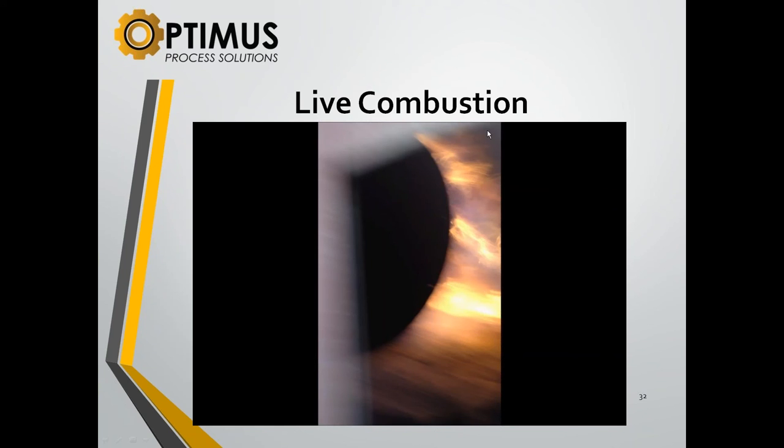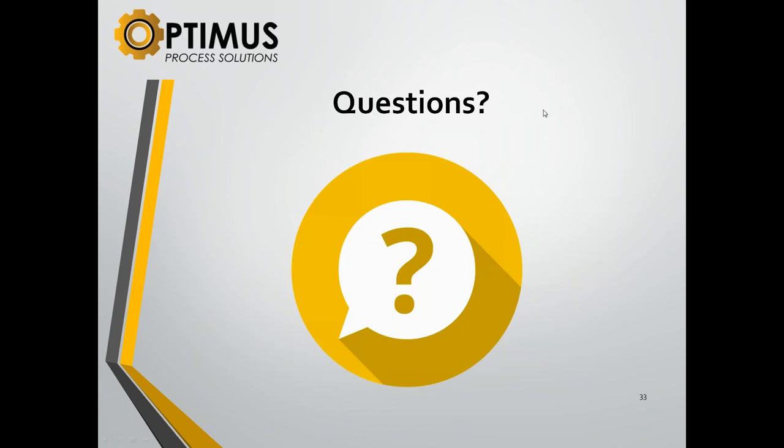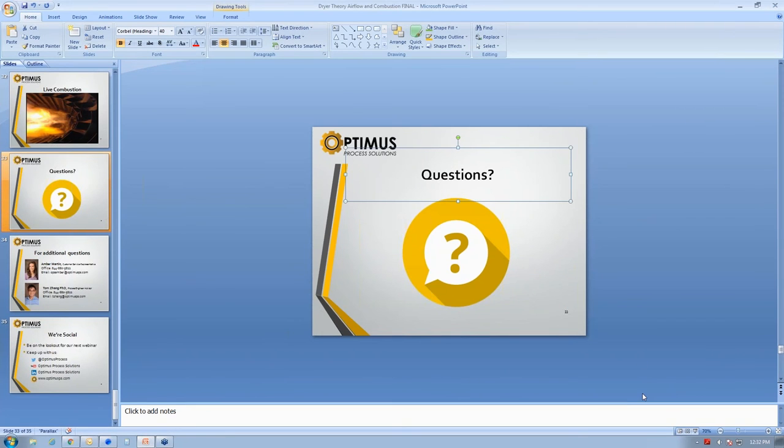You can click on that. There you go. This is basically a burner system operating, and you see the veiling characteristic going on inside the dryer there. You can't see it very well, but as it goes on down the dryer, it starts to veil even better.